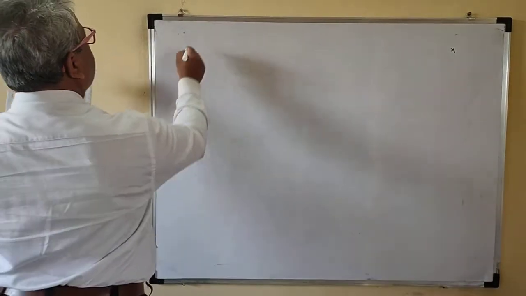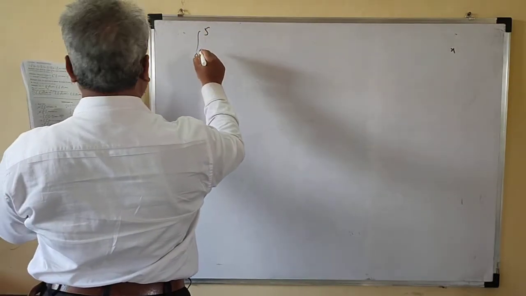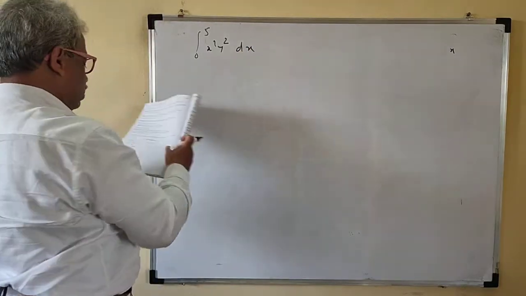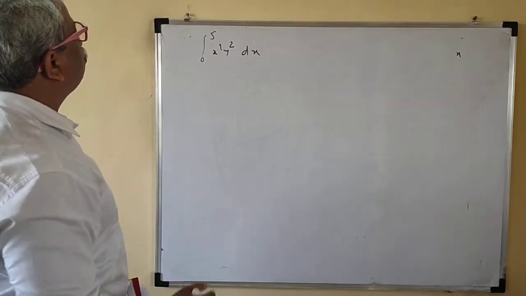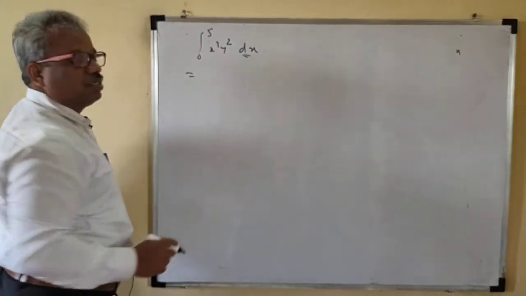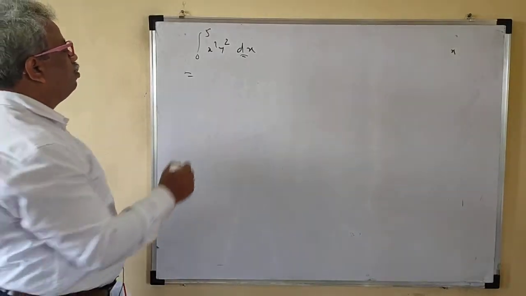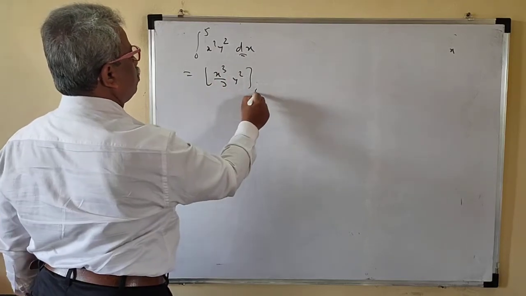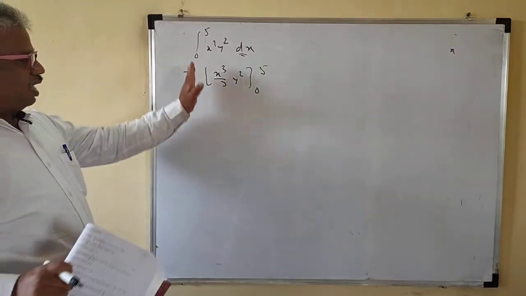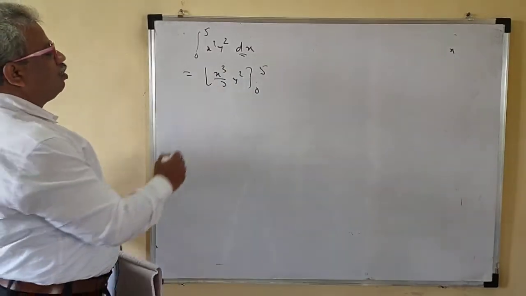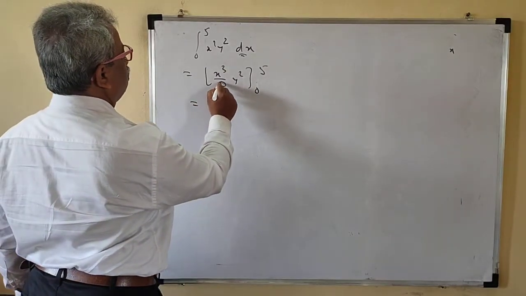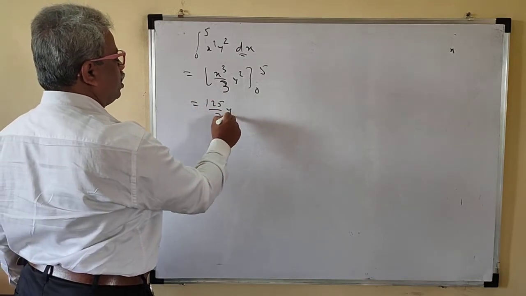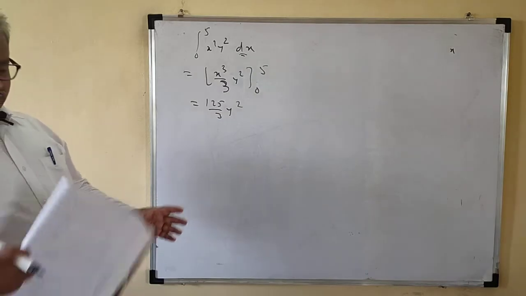Okay. So suppose we have to integrate 0 to 5 x square y square dx. So that means you are integrating with respect to x. That means you have to put y as a constant now. So this will be x cube by 3 y square. You may keep y as a constant. Okay. So then this is 3 now. So this is 125 upon 3 y square. Okay. This will be your answer.